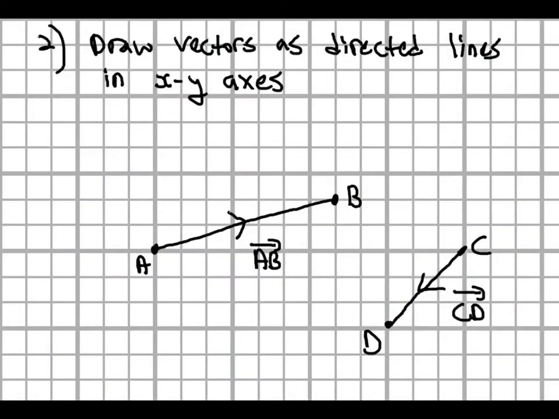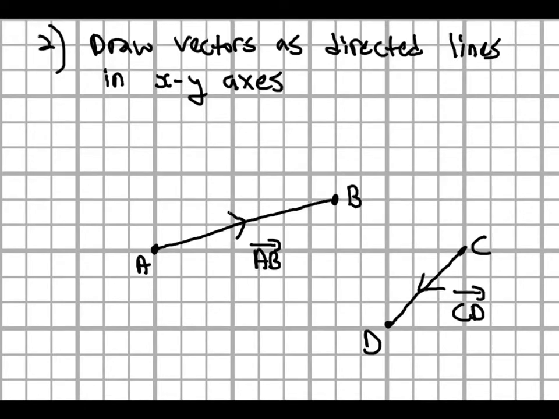Next, how do we draw vectors? We draw them as directed lines in your familiar XY axis. We need 2 points, in this case AB, where A is the starting point and B is the ending point. When you draw a line through them, the arrow must always point from the starting point to the ending point. And on the right, we have the vector CD, where C is the starting point and D is the ending point.